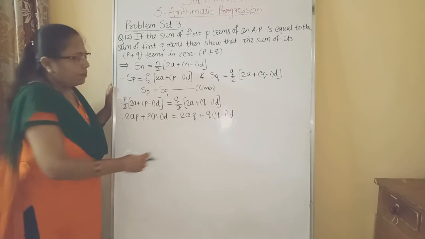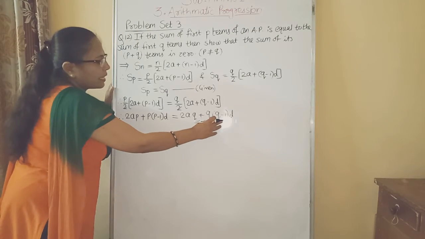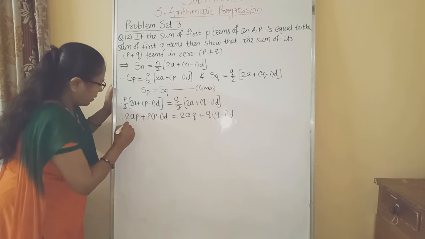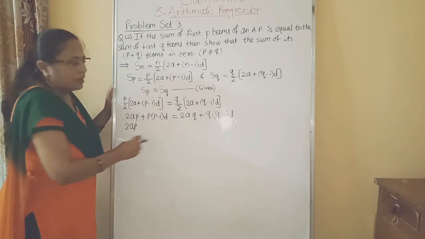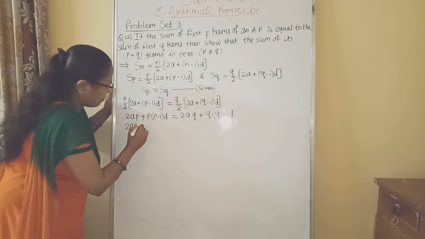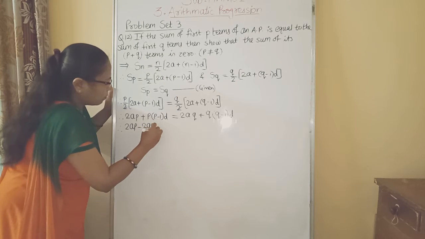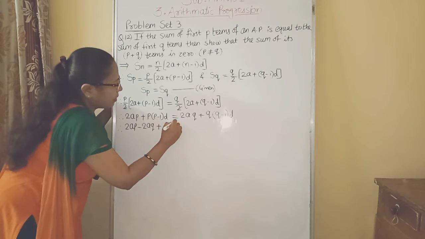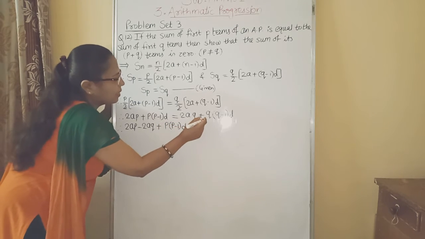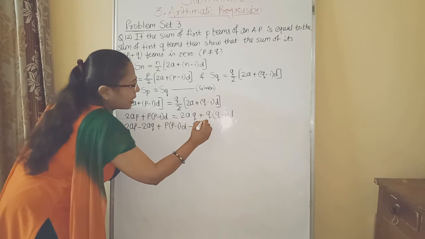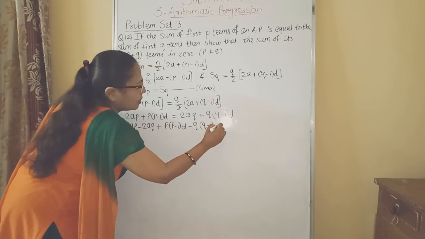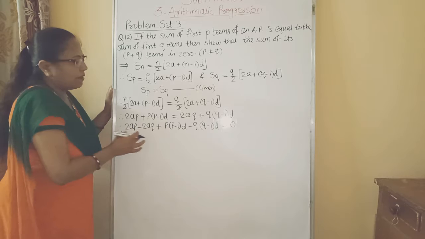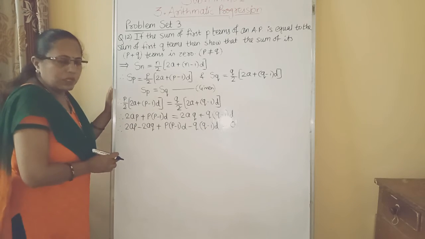Follow this step. Okay. Now we will take all these terms from right hand side to left hand side. Therefore 2ap, now if you take this 2aq on left hand side, we will get minus 2aq plus p into bracket p minus 1 into d minus q into bracket q minus 1 into d is equal to 0, because we took all these terms on left hand side. So right hand side is equal to 0.